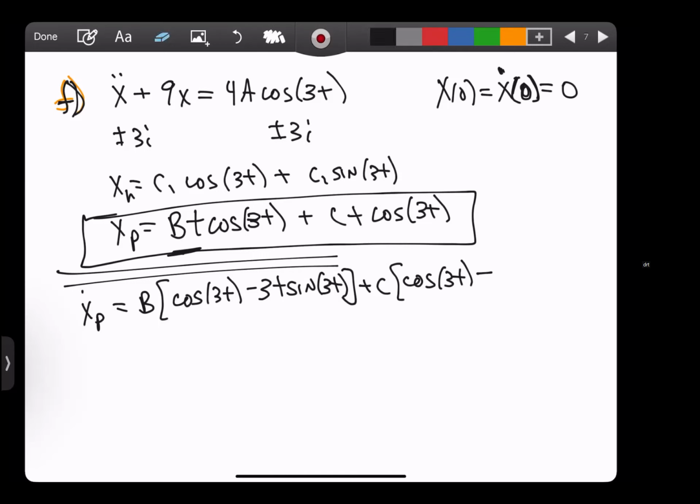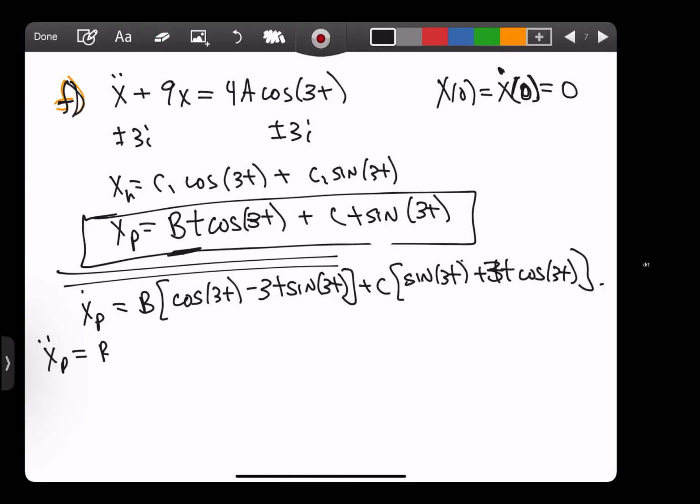Okay, there's two cosines. There should only be one. I was blabbing too much and got myself confused. So that's our xp, because we have to have a sine and a cosine of 3t. So then this one's going to be sine of 3t plus 3t cosine of 3t. Cool. And let's just do the second derivative here.